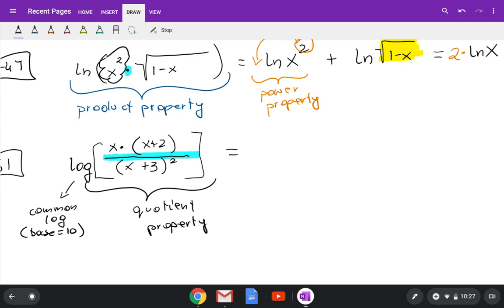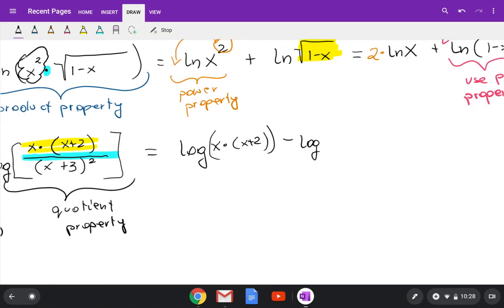So log of quotient is equal to the difference of logs. So I'm going to rewrite that as log of numerator. And again, your numerator is the entire expression right here. Okay, so log of x times x plus 2. Don't distribute that. Keep it as a product because you can use the product property, minus log of denominator, which is right here, okay? So that's x plus 3 to a second power.